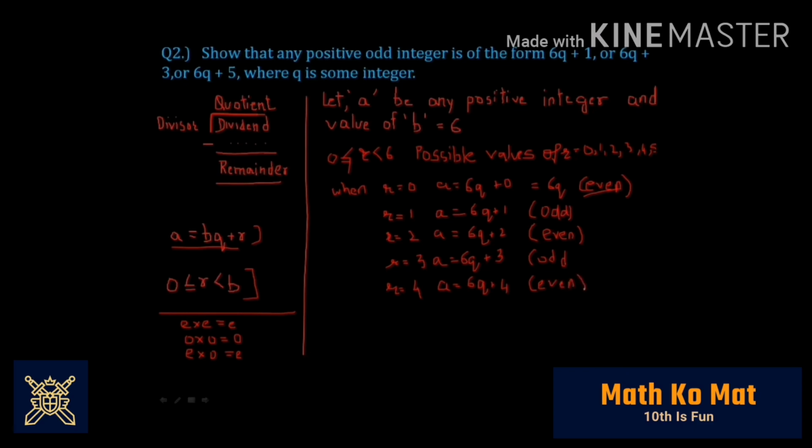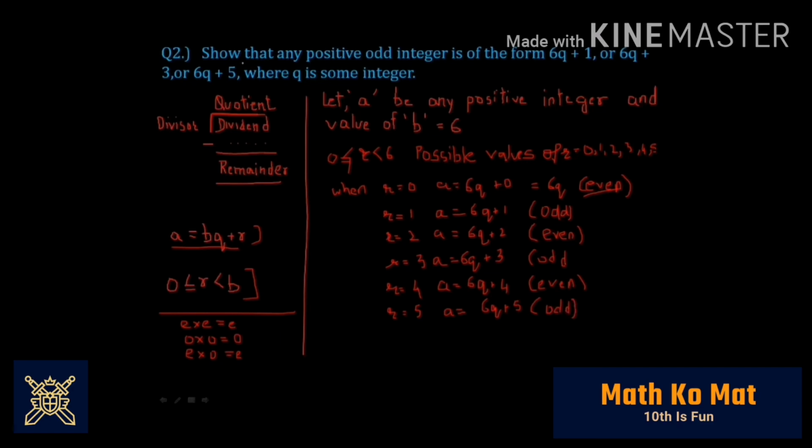And let's check for the last value when r is equal to 5. Then a would be equal to 6q plus 5. And as we have seen that 6q is even and 5 is odd, so the sum of an even and an odd number will always be odd. So this one is also odd.